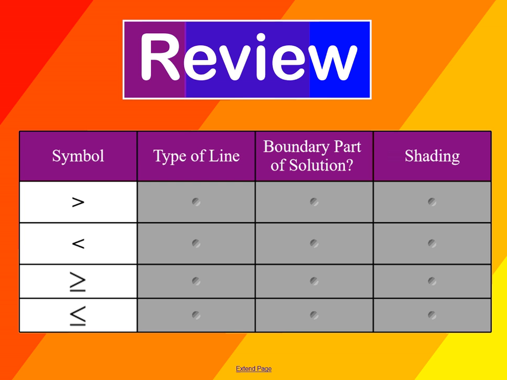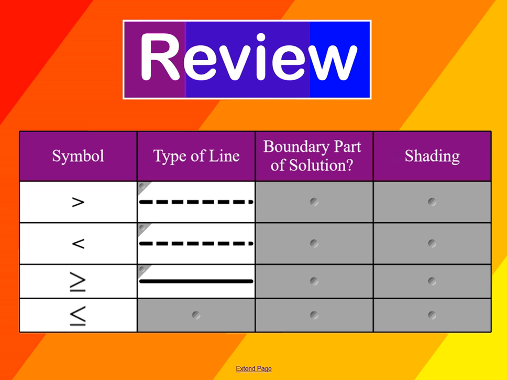To review, an inequality is a dashed line if there's no "or equals to" sign. That means no line underneath it. It's going to be a solid line if it's an "or equals to" sign, which means there's a line underneath it.